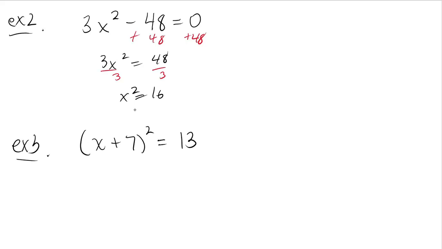Now I just consider all cases. If x squared is equal to 16, then x is either equal to 4 or it's equal to negative 4. And here I have no need to simplify anything after that. Those are my two solutions. So I would just write x equals plus or minus 4. But of course you could write x equals 4 or x equals negative 4 because it means the same thing.